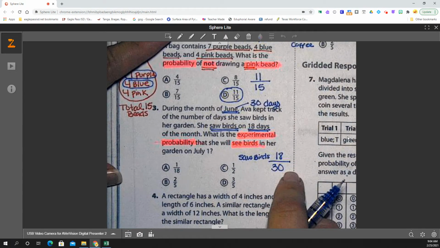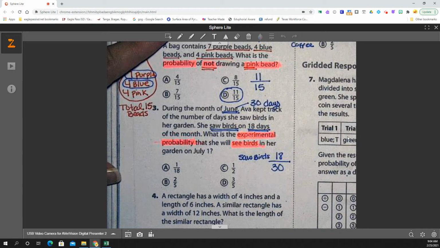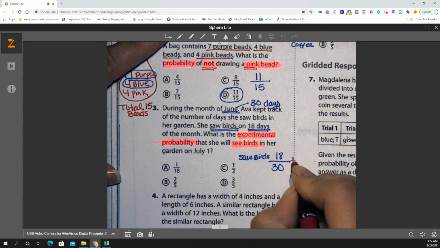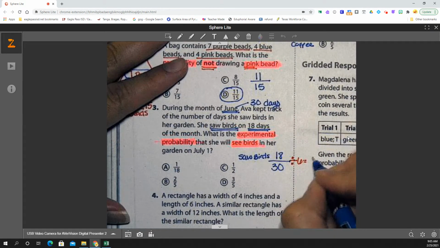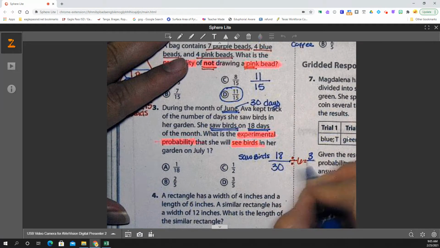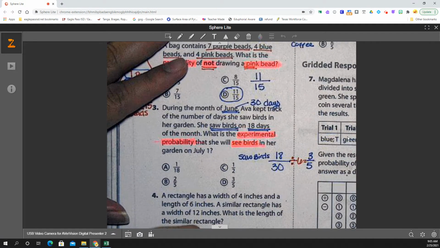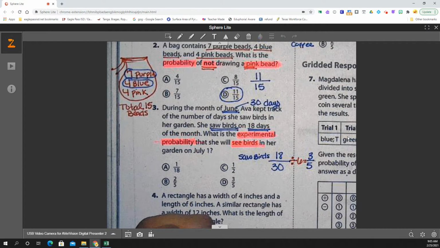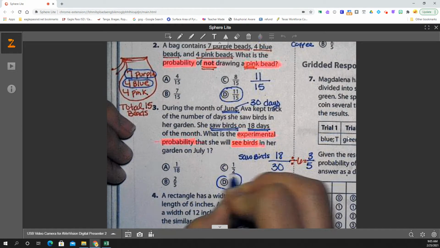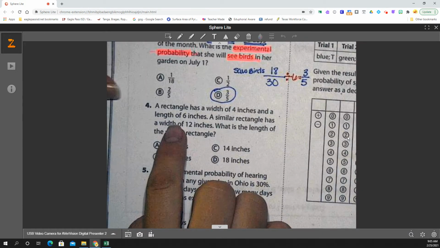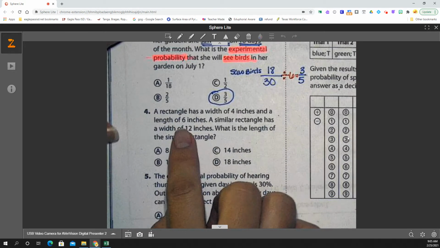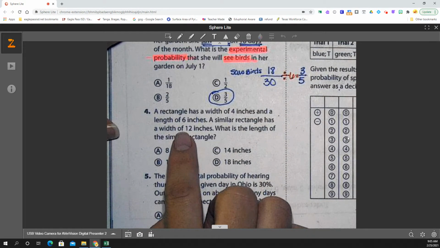Can I simplify this too? Can I make both smaller? Yes, I'm going to divide both numbers, the 18 and the 30, by 6. 18 divided by 6 gives me 3, and 30 divided by 6 gives me 5. 3/5. And that's the smallest that I can get, so the answer is letter G. Okay. Number 4. Go ahead and read number 4, and please make sure to answer number 4.